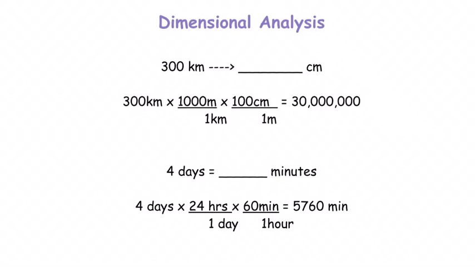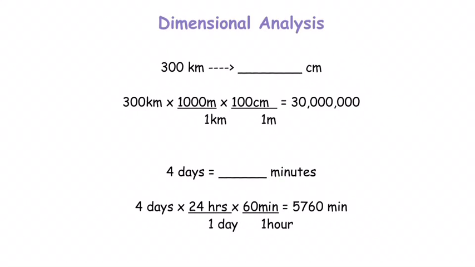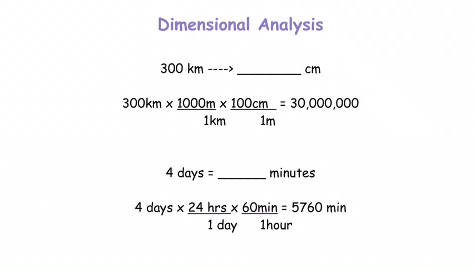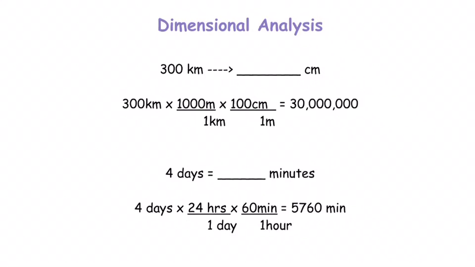Next, we want to convert from meters to centimeters. Again, there are 100 centimeters in 1 meter. Your meter is the denominator because you want your meters to cancel out, and you are left with the final answer. But this is done by multiplying all of the top divided by multiplying all of the bottom. So when you multiply 300 times 1,000 times 100, your answer is 30 million over 1, which is just equal to 30 million centimeters.